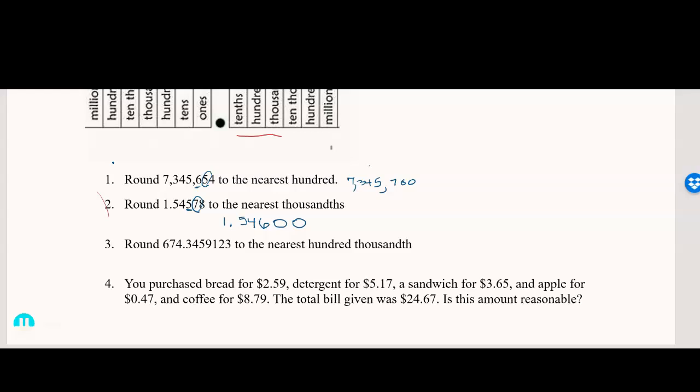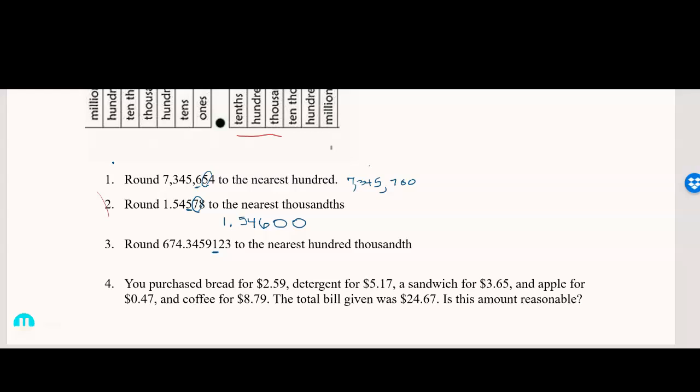The next one, round this number to the nearest 100,000th. Okay, the 100,000th place is right here. I'm going to underline it, right? So here, because that's your 10,000th, the 1 would be your 100,000th. See, I can't even say it.